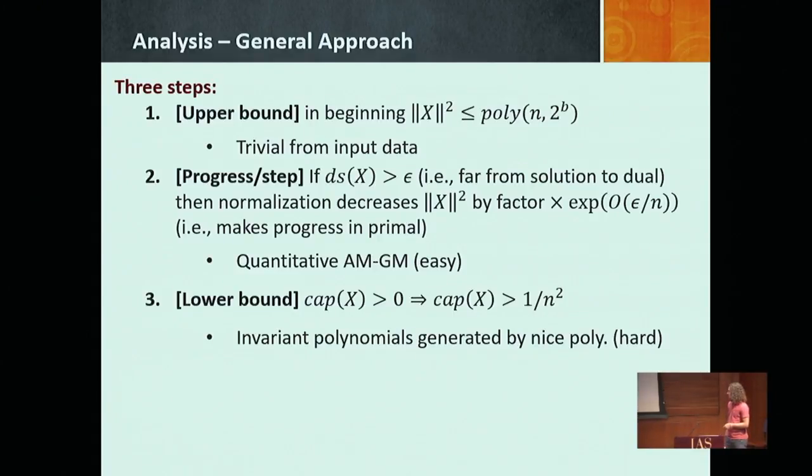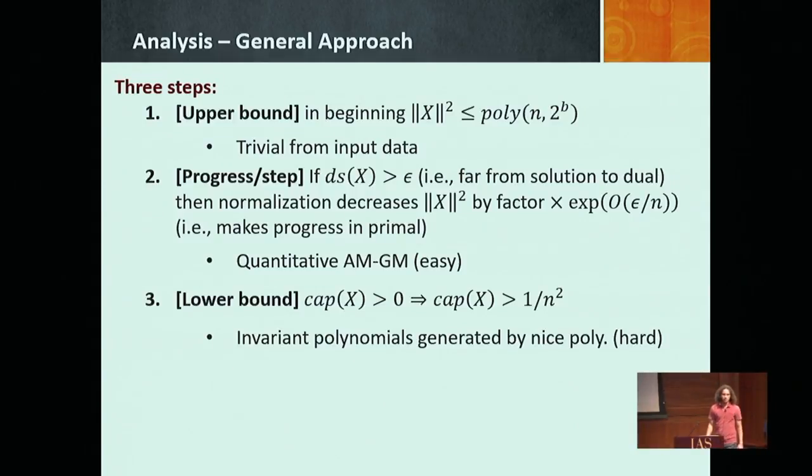And the hard part in general is to prove this lower bound: if the capacity of X is bigger than 0, which is if X is not in the null cone, then the vector of minimum norm is really large, right? And to do the lower bound, we need some properties of the invariant polynomials. We need to show that the invariant polynomials are generated by nice polynomials. And what do I mean by nice? I mean just polynomials with integer coefficients which are not too big, okay?